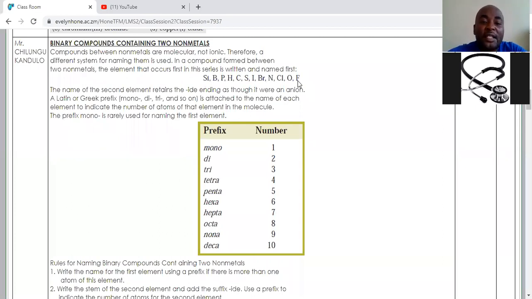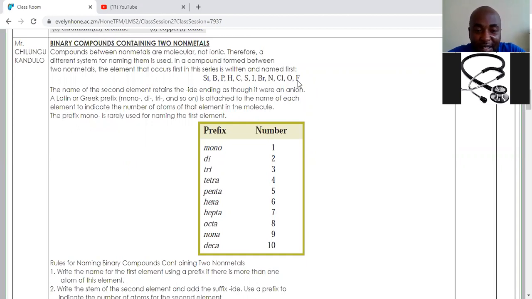So you write the most electropositive first, then the electronegative next. The only exceptions are hydrogen and oxygen. But just hydrogen is the exception there. The rest, you write them likewise.